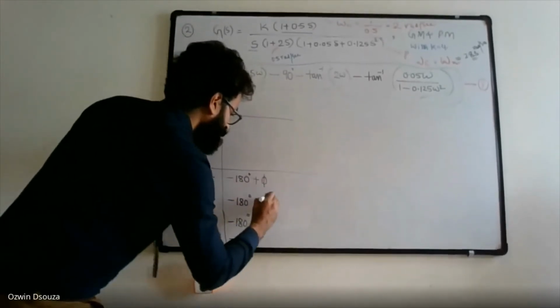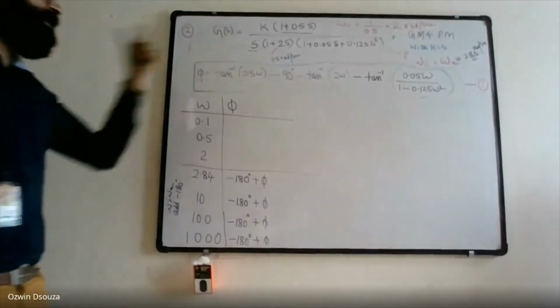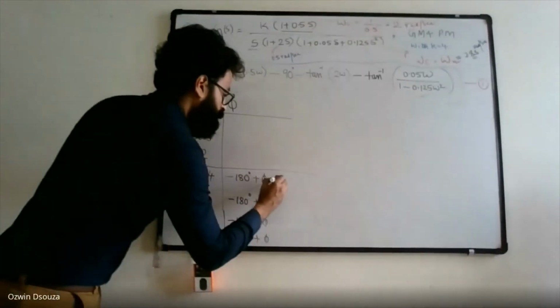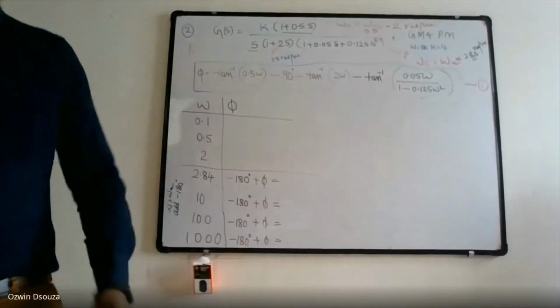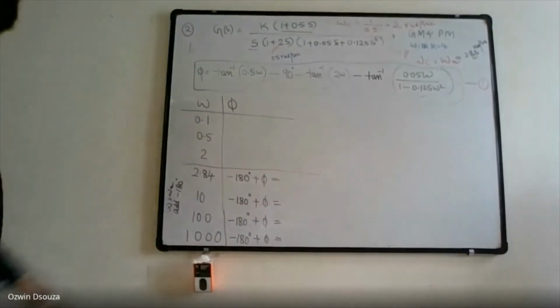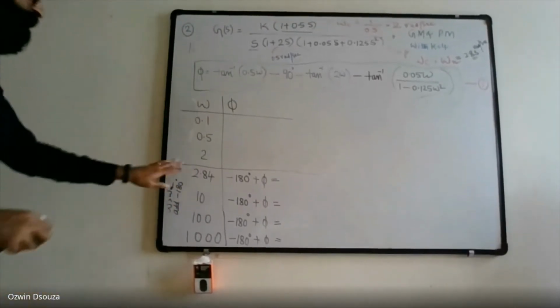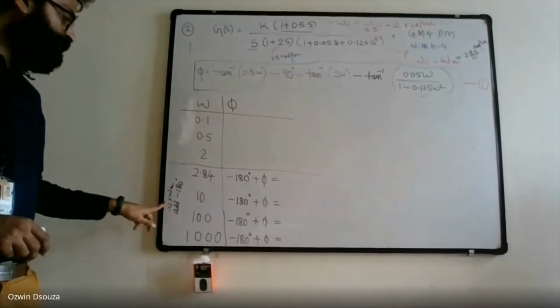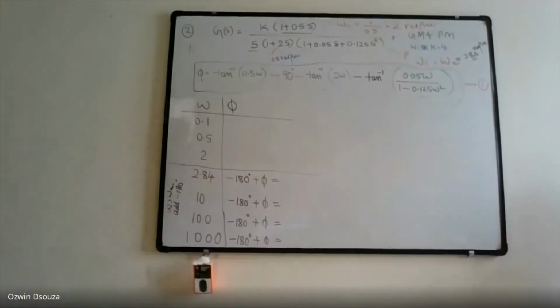And this is phi. Okay. So this phi you can obtain directly from equation 1. And when you add the two angles, you will get a net angle. Remember one thing, you need to add the correction factor only for frequencies greater than omega n, that is from 2.84 radian per second onwards.